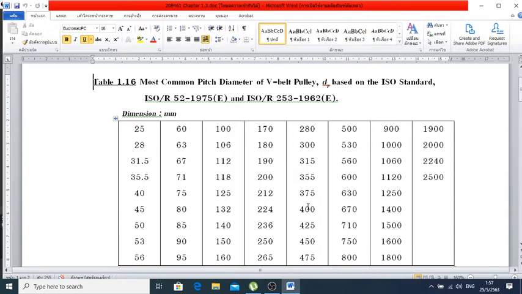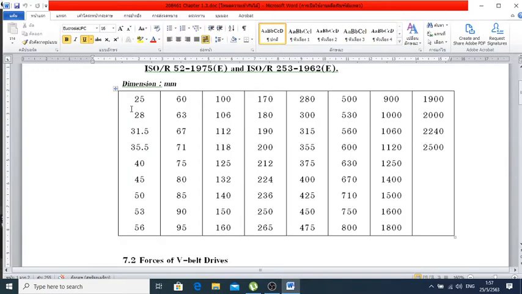So this table shows you the pulleys that are most likely available. For instance, the available pitch diameters start from 25, jump to 28, 31, 35, things like that, and go up to 2,500 millimeters anyway.